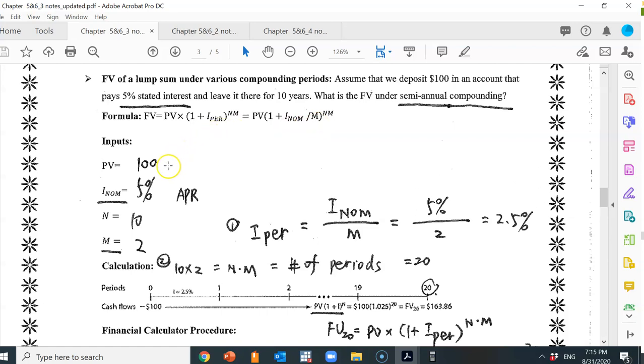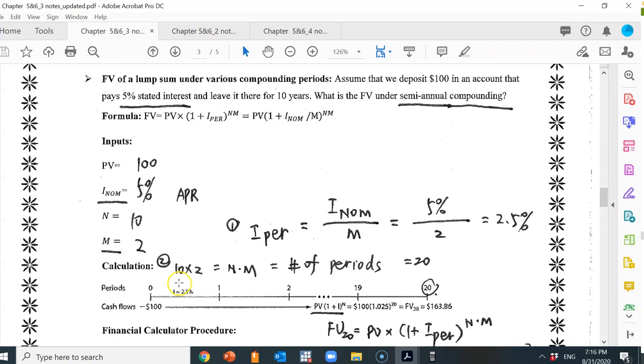Here we know present value is 100. Nominal rate is 5%, APR. And the number of years is 10. M here is semi-annual compounding, so M is 2. And we make two changes here. First, we use the periodic rate instead of the regular annual rate. IPR equals the nominal rate divided by the number of compounding periods per year. So it's this 5% stated rate divided by 2 because we have 2 compounding periods per year, twice a year. So our periodic rate is 2.5% here. This is the half-year rate, the semi-annual rate.